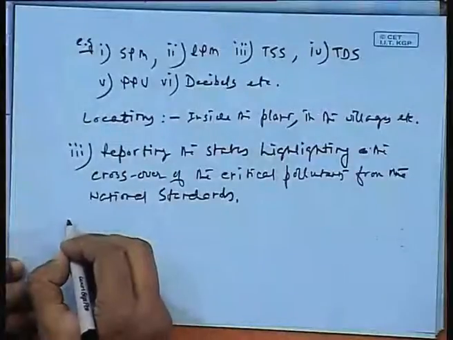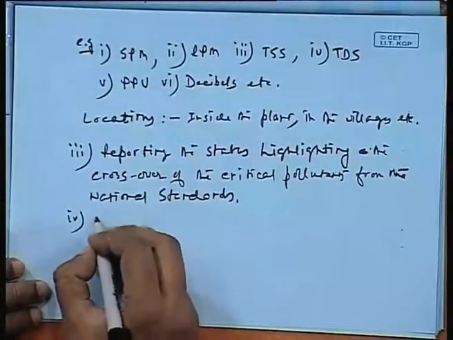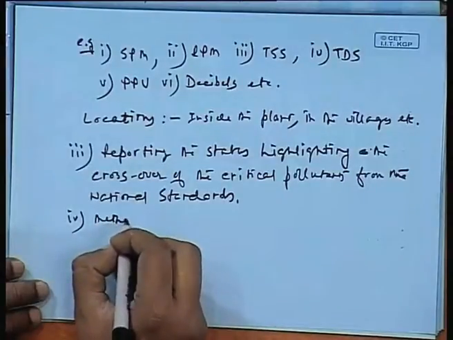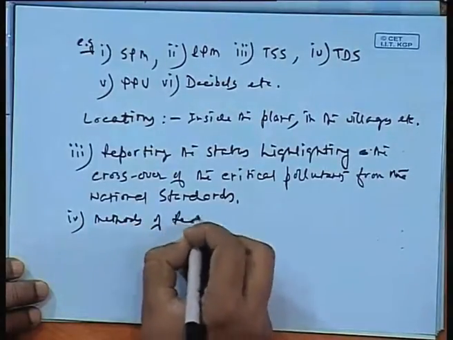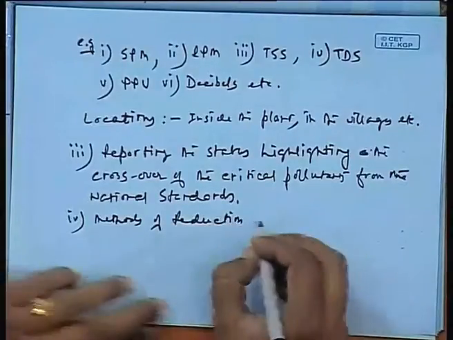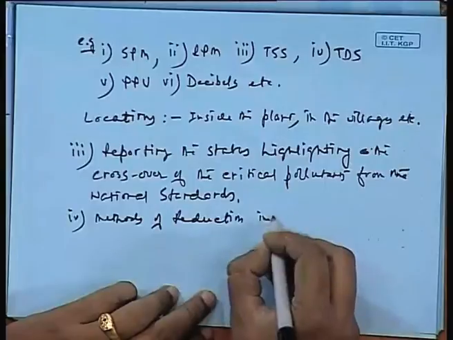The basic things are typical, 24 hours, whether it is 8 hourly, 24 hours, or say once, twice, once in 2 days, or once in a week, once in a year. All these things have to be reported, and also wherever there is the status, highlighting the crossover of the critical pollutants from the national standards, and finally the methods of reduction implemented.